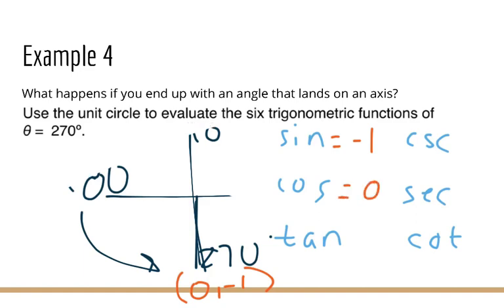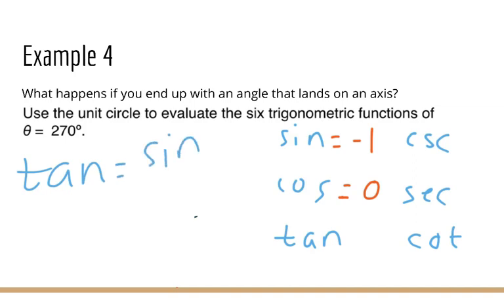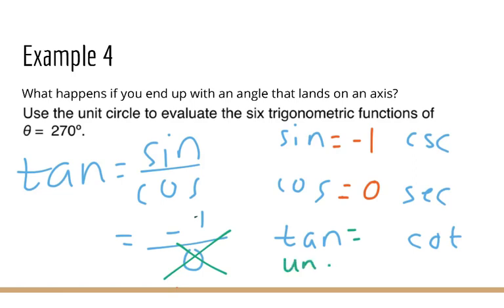So what's the tangent of that particular spot at 270 degrees? Well, remember that tangent is always sine over cosine. So that would be negative 1 over 0. But remember, we can't ever divide by 0. And so we would just write our answer as undefined. Since you can't divide by 0 and this one has a 0 in the denominator, then the tangent cannot be defined.